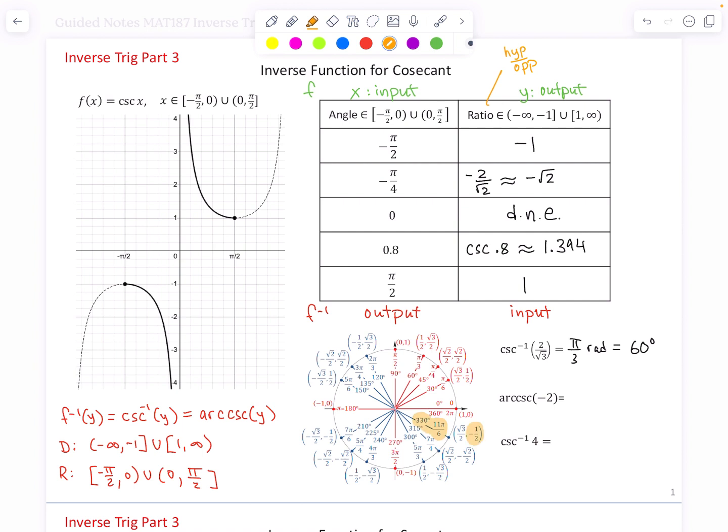But these angles are positive and too large. They're not inside our range. Do not say 330 degrees is an answer here because that does not satisfy our range over here. So if we're in the fourth quadrant, we have to use a negative angle to get there. So this would be negative pi 6 radians, which is negative 30 degrees.